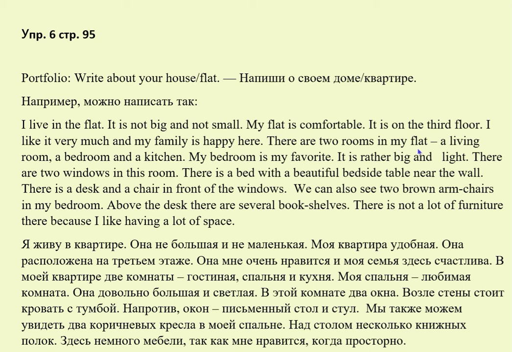There are 2 rooms in my flat, a living room, a bedroom, and a kitchen. My bedroom is my favorite. It is rather big and light. There are 2 windows in this room. There is a bed with a beautiful bedside table near the wall. There is a desk and a chair in front of the windows. We can also see 2 brown armchairs in my bedroom. Above the desk, there are several bookshelves. There is not a lot of furniture there because I like having a lot of space.